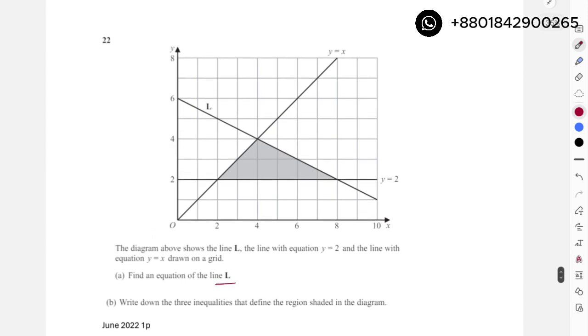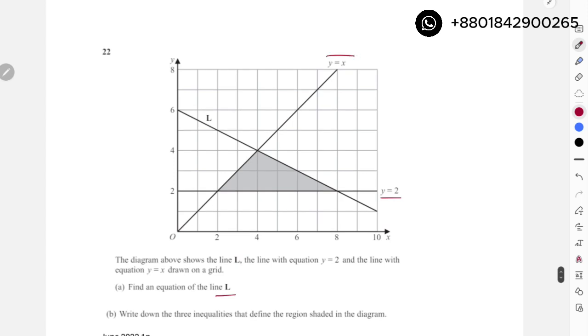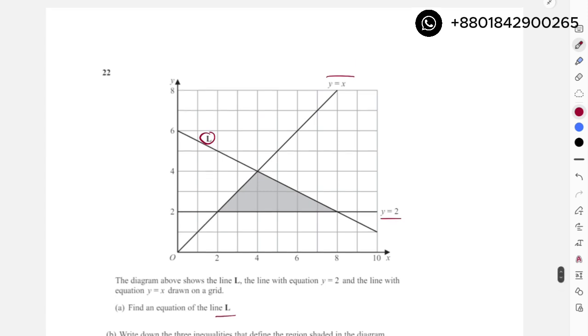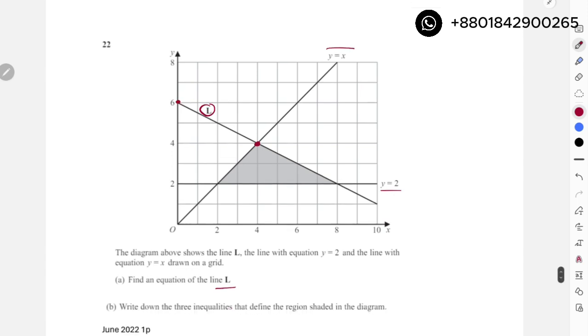Okay, one equation is y equals 2 and the other equation is y equals x, and this is your equation for n. We need to find out the equation for L. In order to find out the equation for L, I will use the easiest method. I'll first find out the gradient here. For example, I'll use this point and this point. Okay, so in order to find out the gradient, what is the gradient?